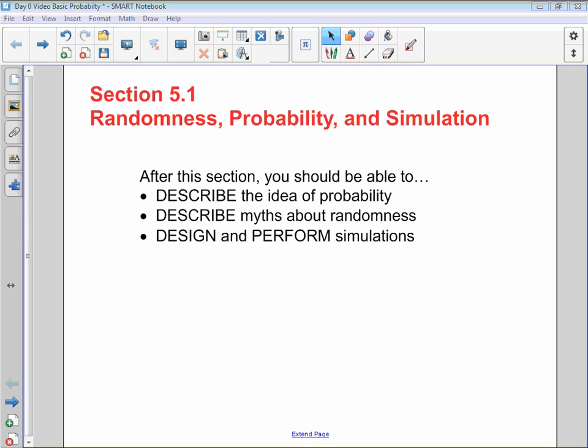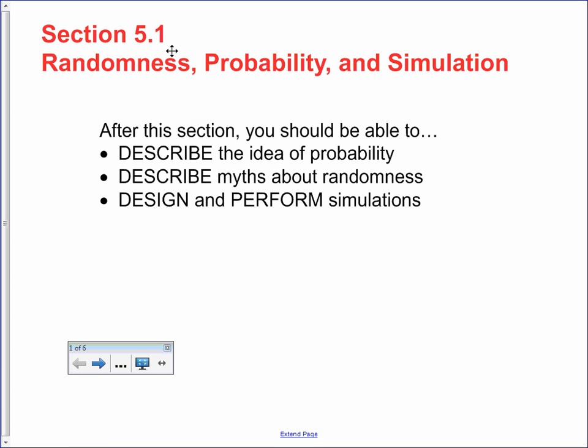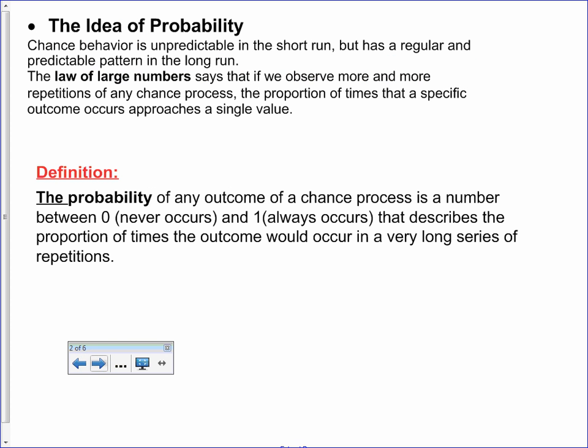Okay, we're starting our next unit, which is on probability. We're going to take a deep dive on probability, and today we're just going to scratch the very surface of it. What does probability mean? Chance behavior is unpredictable. If we flip a coin, while it's in the air, you have no idea whether it's coming up heads or tails.